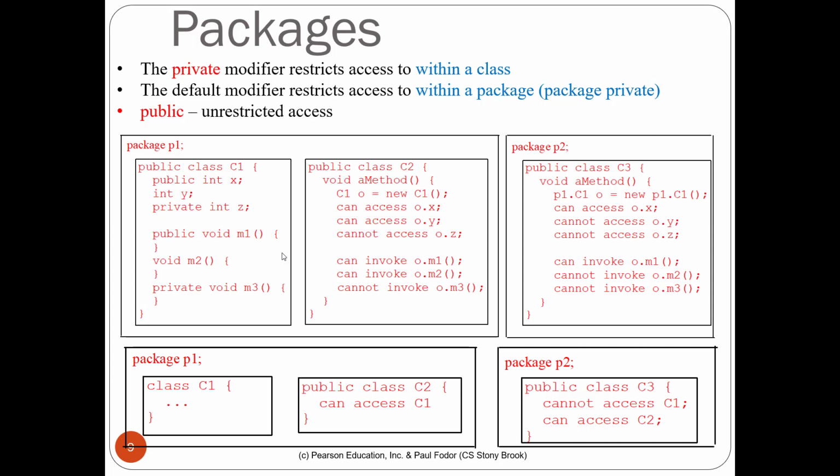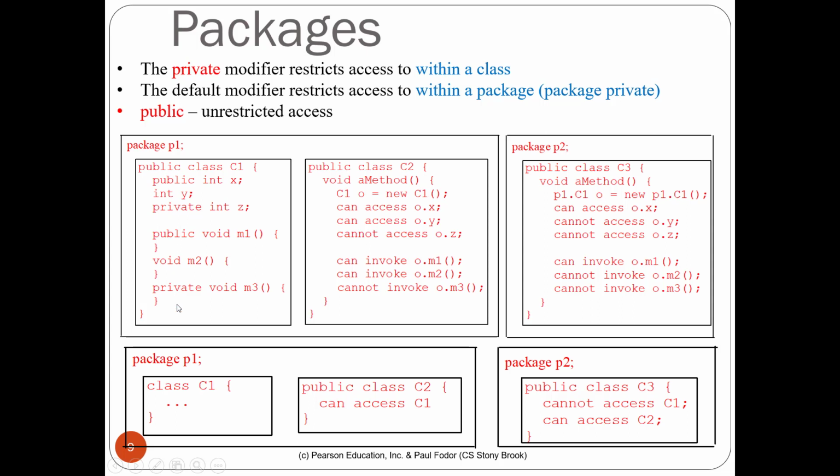Great. Now let's try to understand the first class that we have in package P1. It has been declared as public class C1, and here we have three data members. X is an integer which is public. Y is an integer, but we are not saying anything about its accessibility. Z is an integer, and we are making that private. Great, so that was about the data fields.